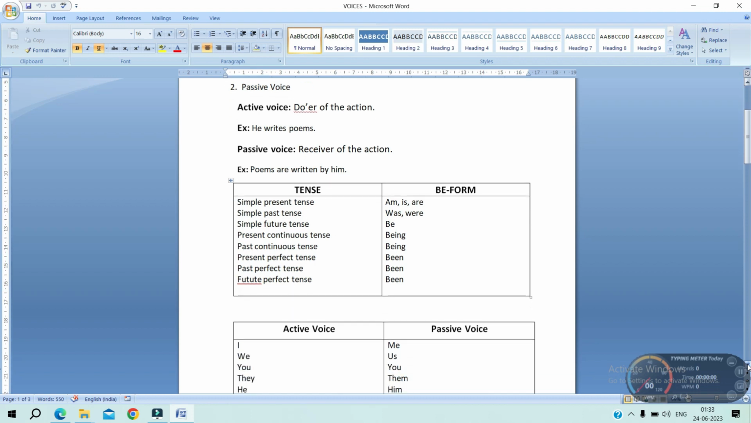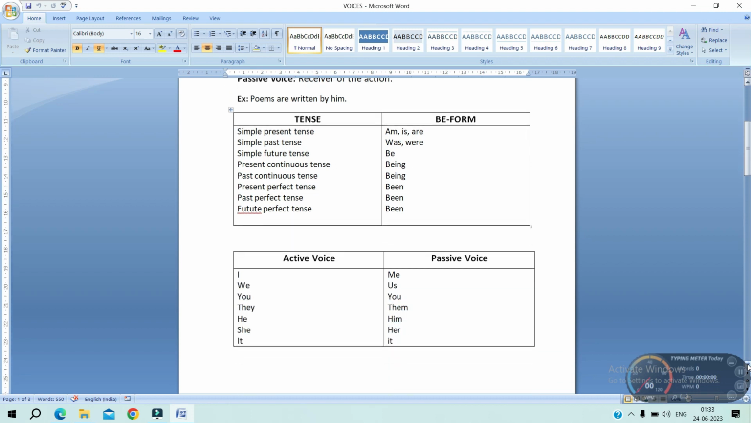Next, let us see some more. If the tense is simple present, then we'll use be forms: am, is, are. Simple past, was. Simple future, be form. Present continuous, being. Here in voices we are using being for present continuous tense. Past continuous tense also being. And in present perfect, past perfect and future perfect we are using been.